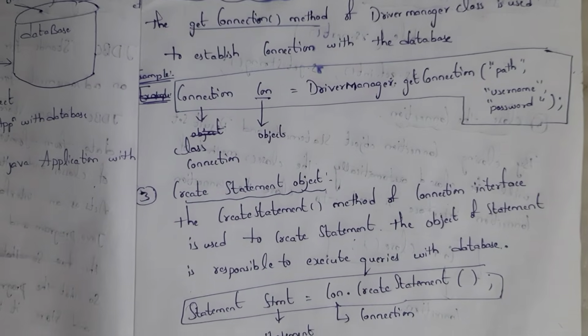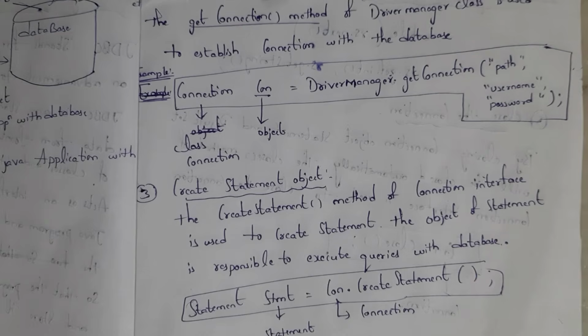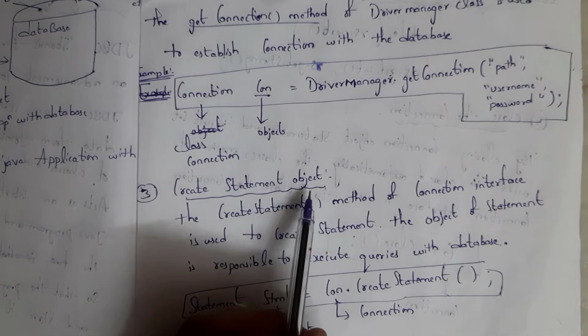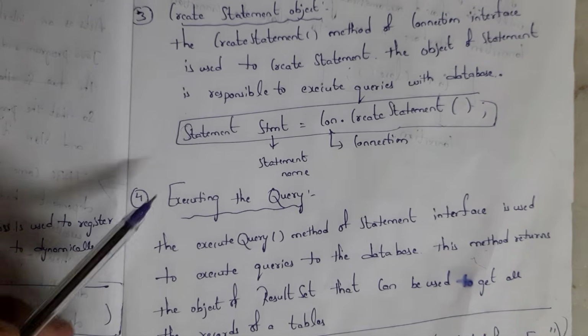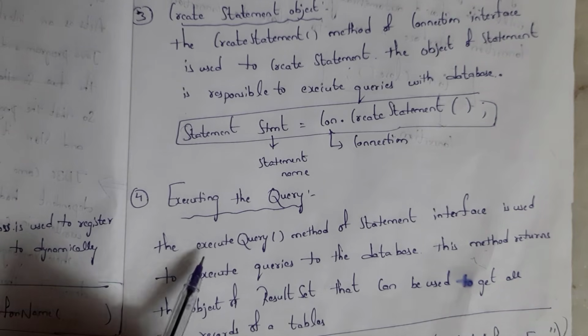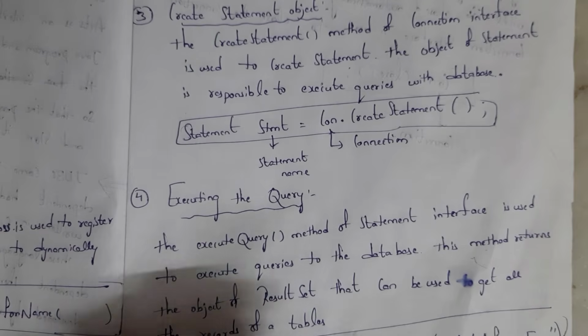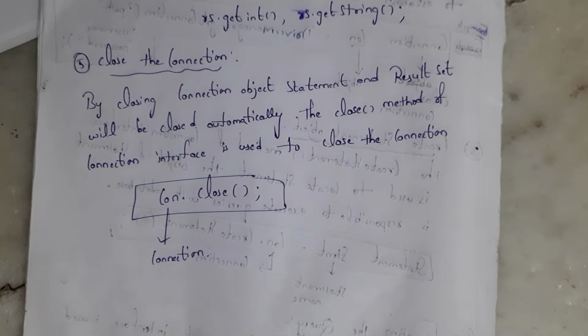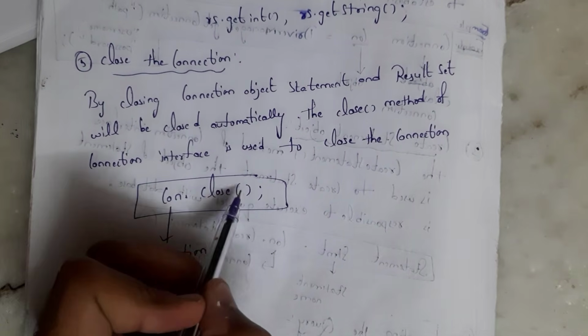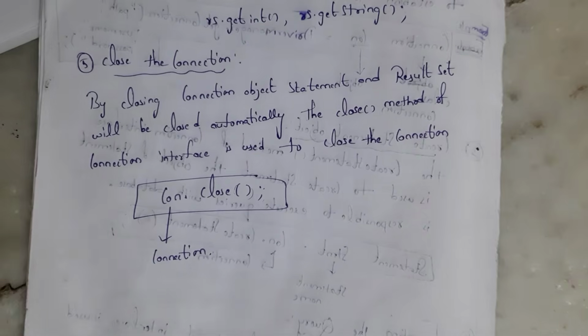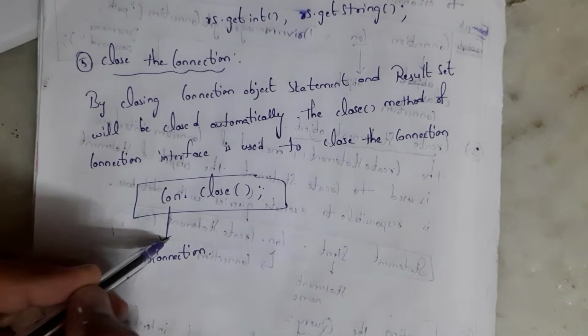The third one is creating the statement object. The createStatement method is used to create the statement object. The fourth one is executing the query. In order to execute a query, the executeQuery method is used. And after executing the query, the final step is to close the connection. For that, we use this syntax: con.close. The close method is used in order to close the connection, where con stands for connection.